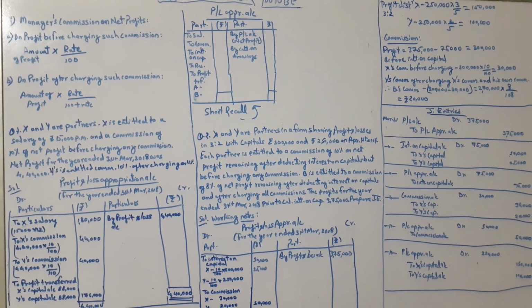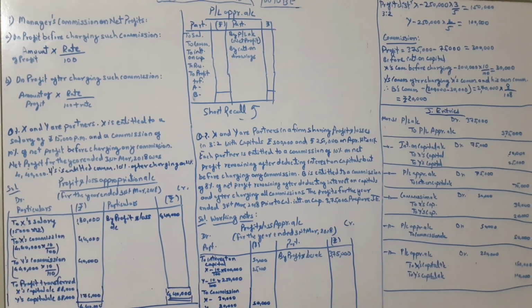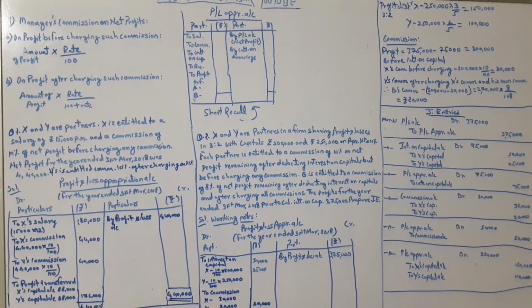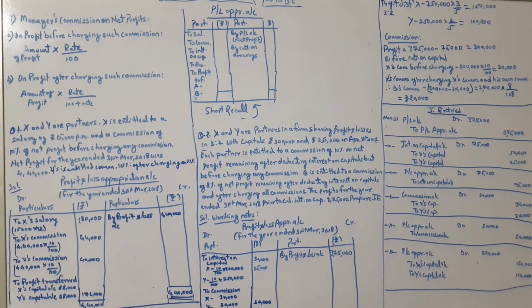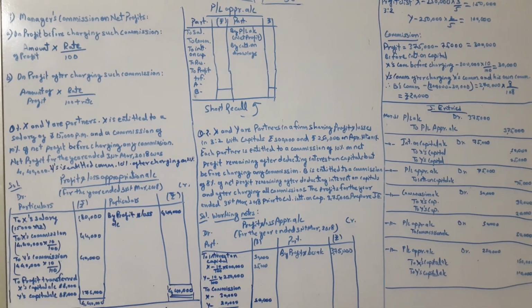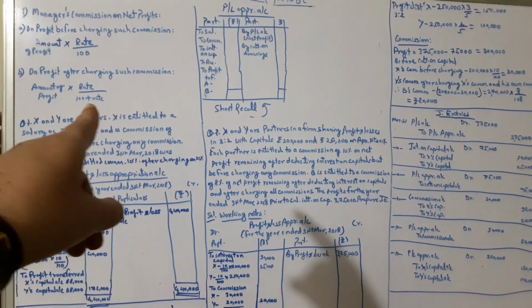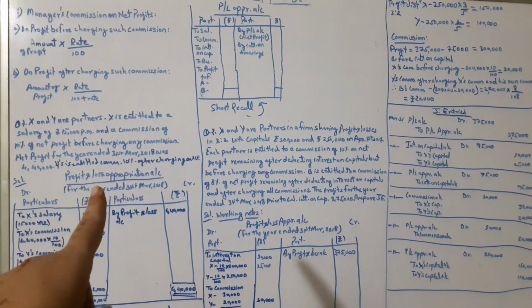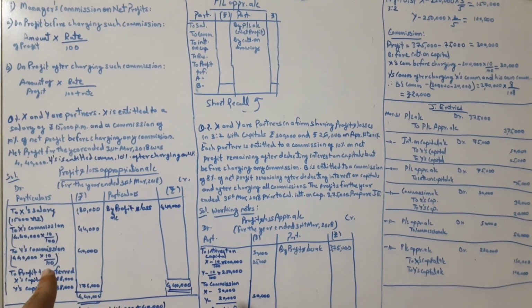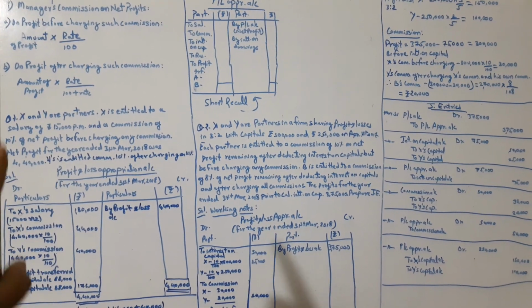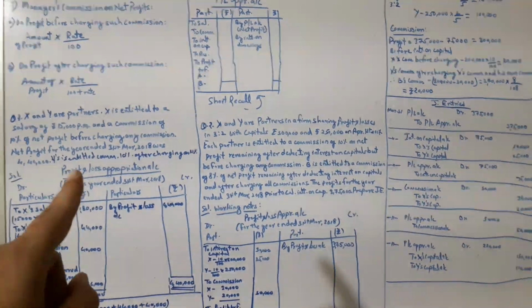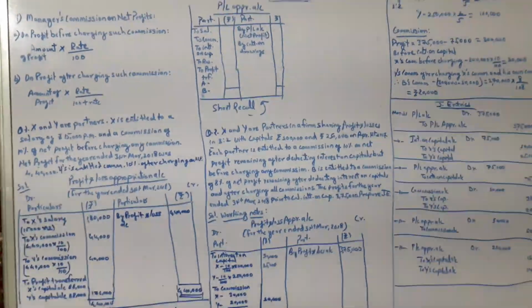So the amount of net profit is 4,40,000 into 10 upon 100. And for Y, it is after charging commission, therefore the formula goes like 4,40,000 into 10 upon 100 plus 10, right? Because here I mentioned rate upon 100 plus rate. Here the rate is 10, so 100 plus 10 gives you 110. So remember, both the formulas are used in this question because X is given before charging commission and Y is given after charging commission.